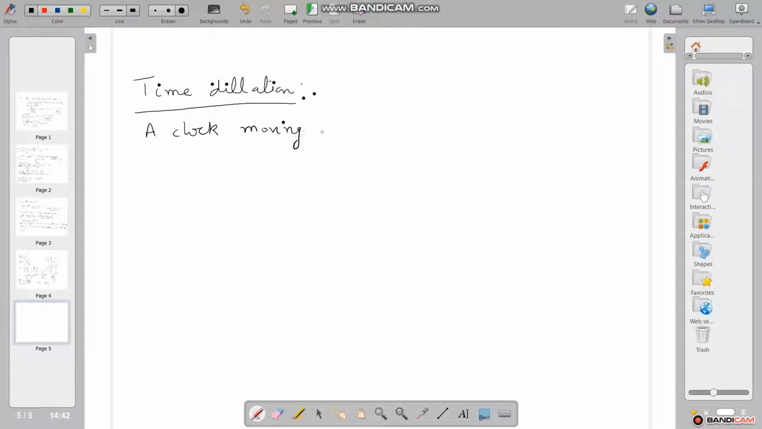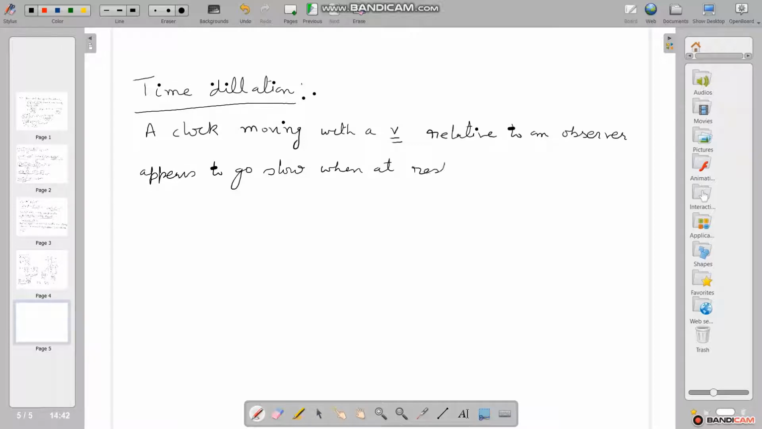moving with a uniform velocity v relative to an observer appears to him to go slow when compared with a clock at rest relative to him.